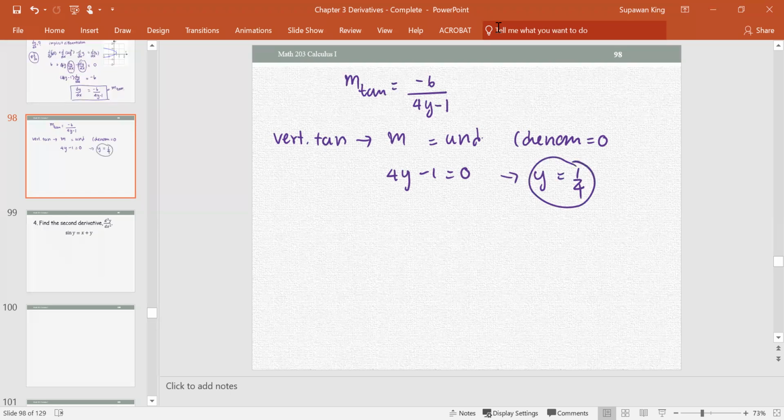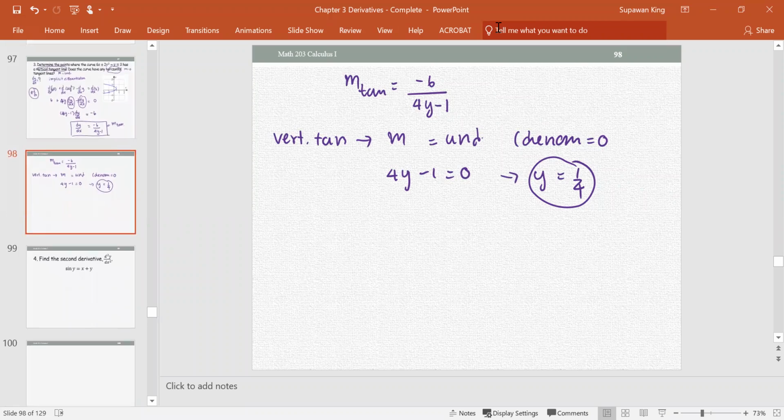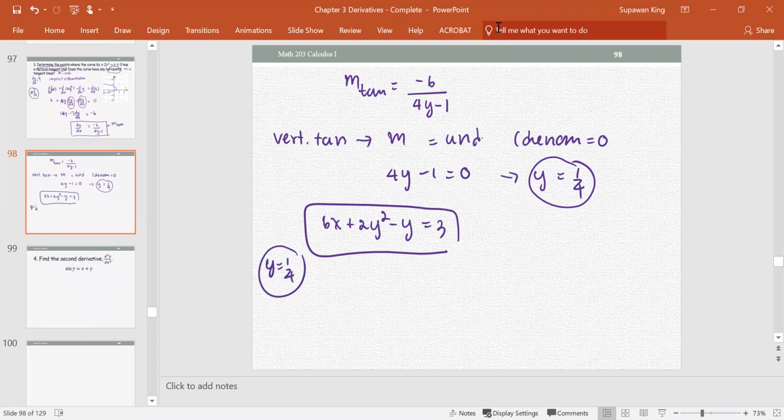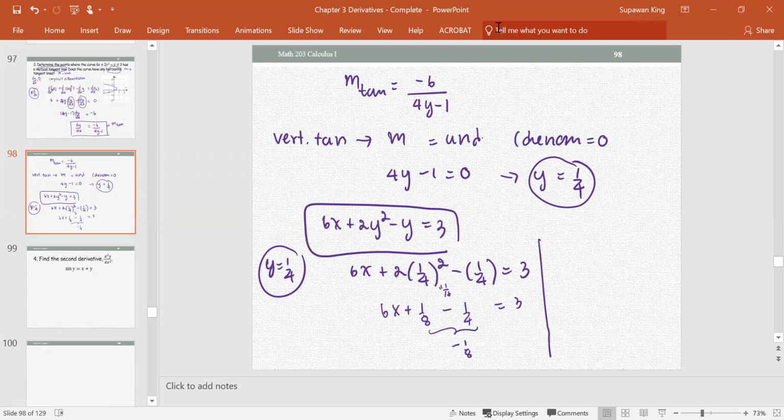Now let's see what the x value is corresponding to this y value from the implicit function that we have, which is 6x + 2y² − y = 3. For y equals 1/4, we have 6x plus 2 times (1/4)² minus 1/4 equals 3. (1/4)² is 1/16, multiplied by 2 is 1/8. And 1/8 minus 1/4 is negative 1/8. We get 6x equals 3 plus 1/8, or 25/8. Divide both sides by 6, and now we have x equals 25/48.